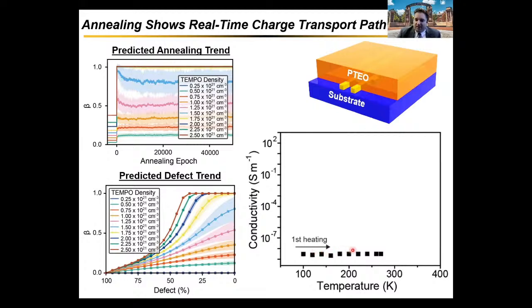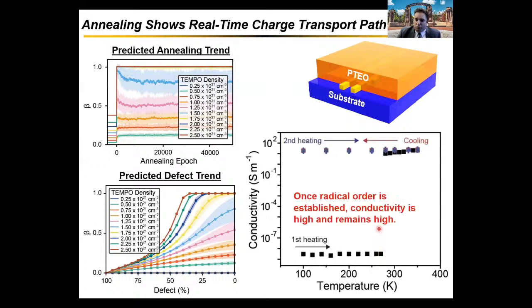But if we heat, and right as we get to the glass transition temperature, what we see is once we're able to thermally anneal the material, we see a huge jump, and we see a 9 order of magnitude jump in the conductivity of the materials. And it looked like there's some kind of thermodynamic stability, because if we heat, cool, and heat, we actually see that we maintain this high conductivity.